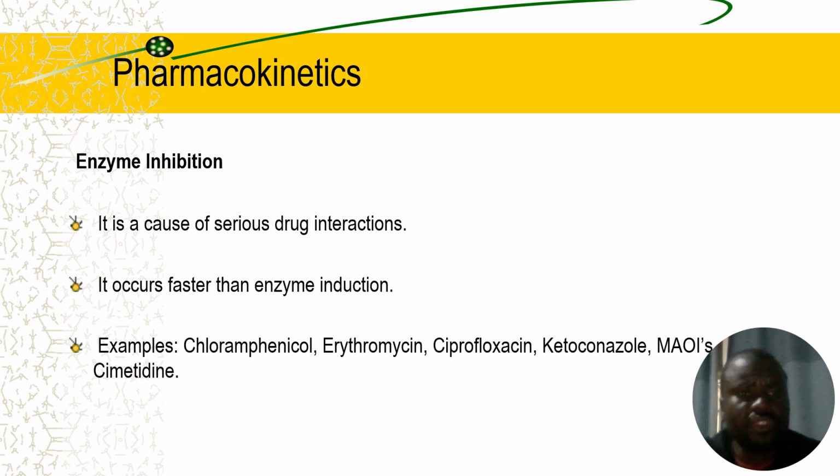Enzyme inhibition is a reduction in enzyme activity, leading to reduced pharmacological effects of such drugs that are metabolized by such enzyme systems. Examples, we have chloramphenicol, erythromycin, ciprofloxacin, cimetidine. We have ketoconazole for fungal infections, monoamine oxidase inhibitors for depression and such conditions.